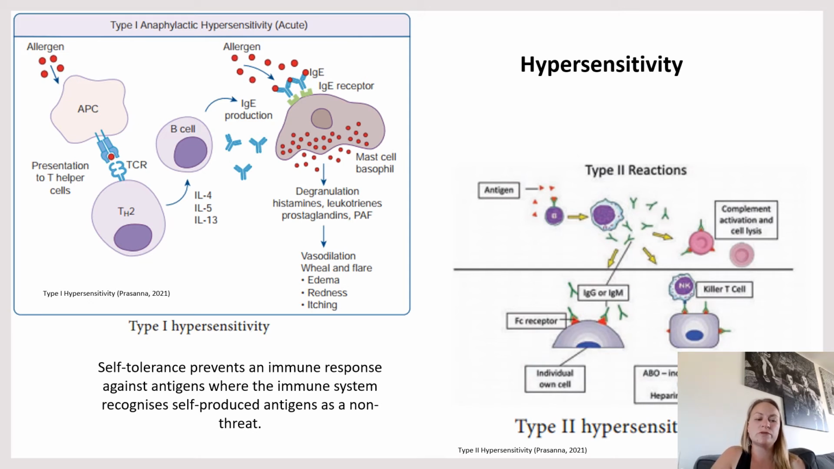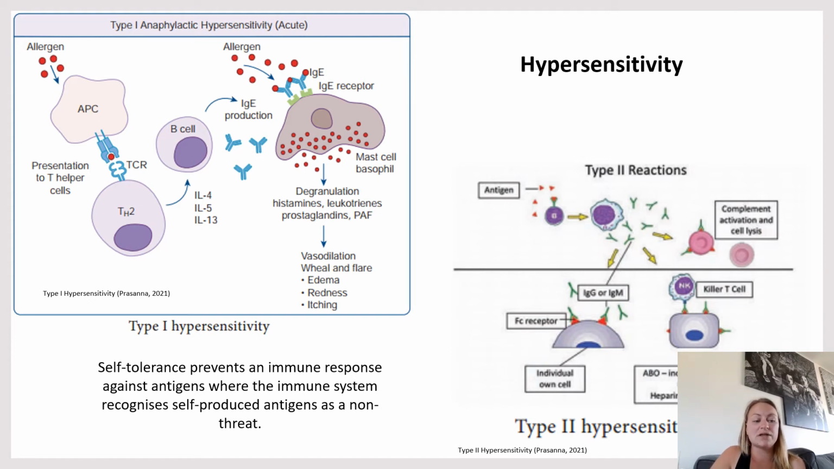Self-tolerance prevents an immune response against antigens, where the immune system recognizes self-produced antigens as a non-threat. Different cell types are constantly produced and respond appropriately to foreign antigens, destroying self-reacting lymphocytes, and if this fails, B or T cells are then activated. Antibodies react against self-antigens, creating the basis of autoimmune diseases.